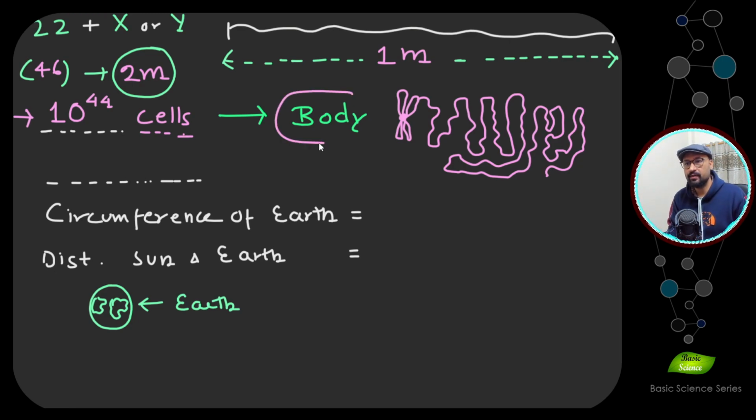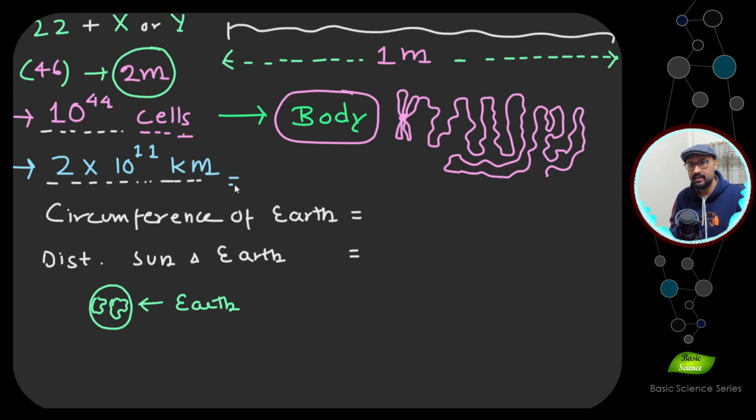So that is the number when we compare it. Moving on to 10 to the power 44, it is going to become 2 multiplied by 10 to the power 11. This is the distance of all the DNA from all the chromosomes. When you linearize it, it will become 2 multiplied by 10 to the power 11 kilometers. So the number is 2 followed by 11 zeros. This is the total kilometer distance.